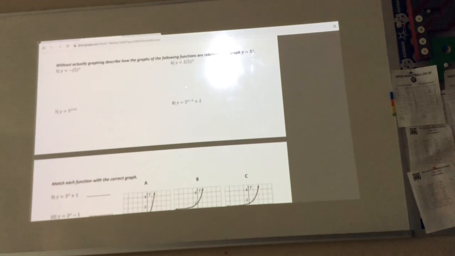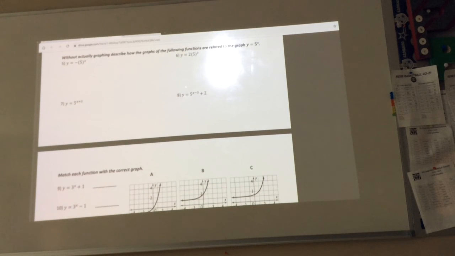Okay, now, it says without actually graphing, describe how the graphs of the following functions are related to y equals 5 to the x power. I don't care if you graph it. I think if you're given those resources, we should use it. One thing I want to make very clear, though, is that when you have a negative, it's going to change everything. So let's go ahead and graph y equals 5 to the x power.